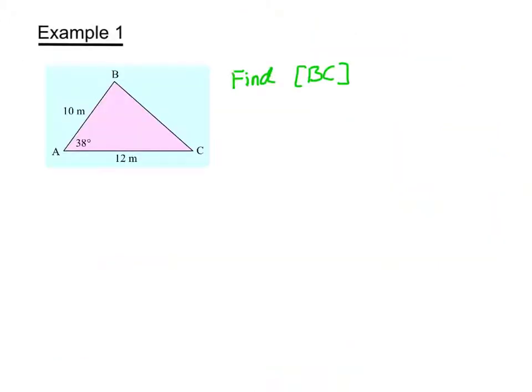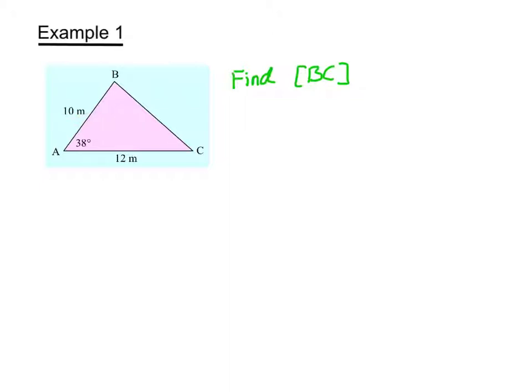So let's take a look at an example problem. In this problem, I have triangle ABC, and I know side AB and side AC. I also know angle A. And I'm asked to find the third side, which is the length of side BC.